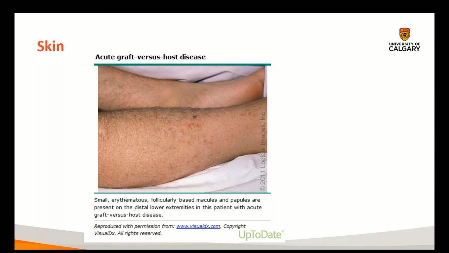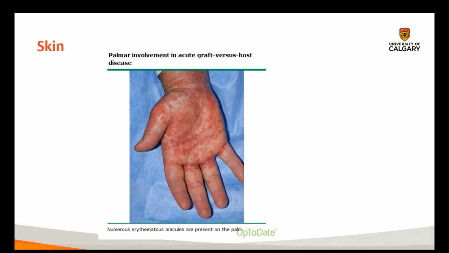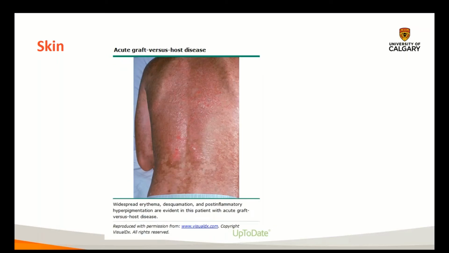Here we've got small, what we call red macules, which are little patches of red skin, and papules that are kind of centered around the hair follicles on the legs in this patient. Sometimes the rash is even more obvious. Here's some very red spots when the palm is involved. And with more severe involvement, you really get this sunburn look here with a very red, angry rash on the back. There are some areas of skin breakdown in here. And so this would be more extensive involvement of the skin with graft versus host disease.